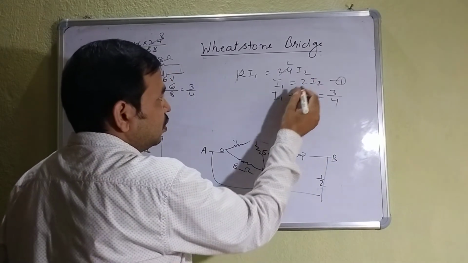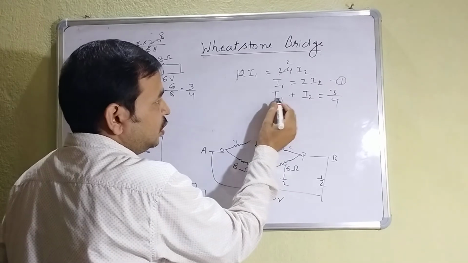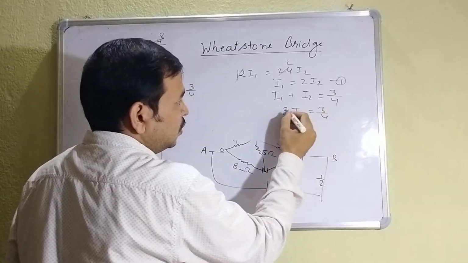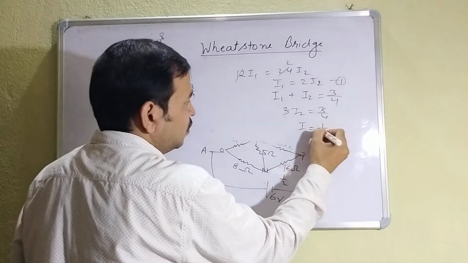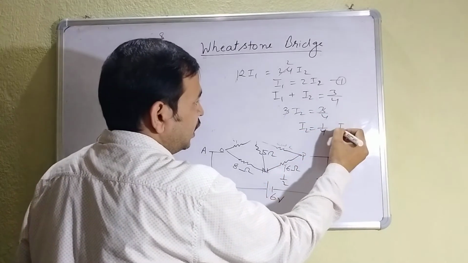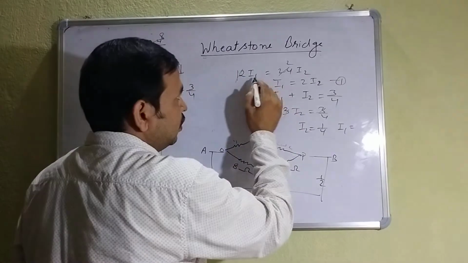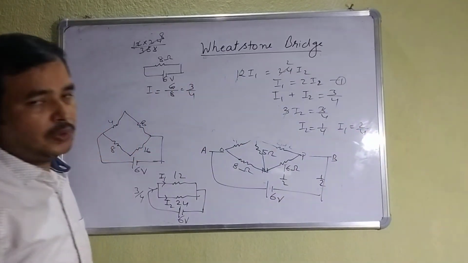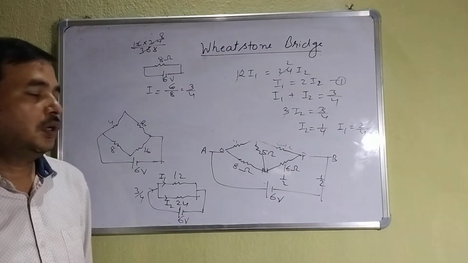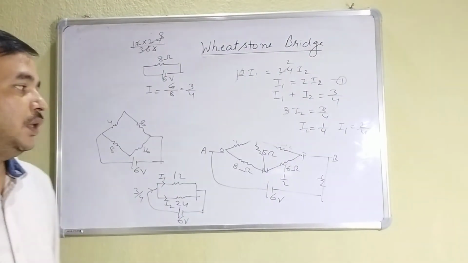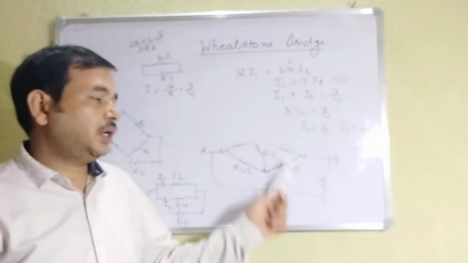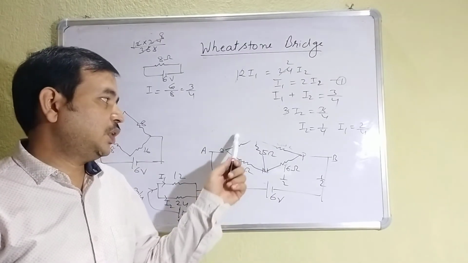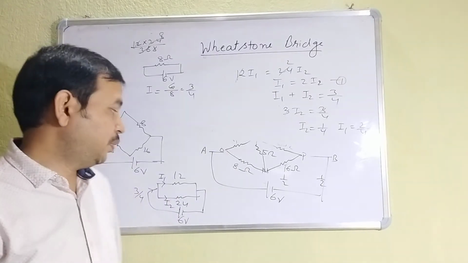So now you can put 2 I2 in place of I1. So it is 2 I2 plus I2, that is 3 I2 is equal to 3 by 4. So I2 is 1 by 4 and I1 is 2 I2, so it is 2 into 1 by 4, that is 2 by 4. So in this way, question may be asked, find the current through different resistor, equivalent resistor, and the potential between different points also it may be asked.